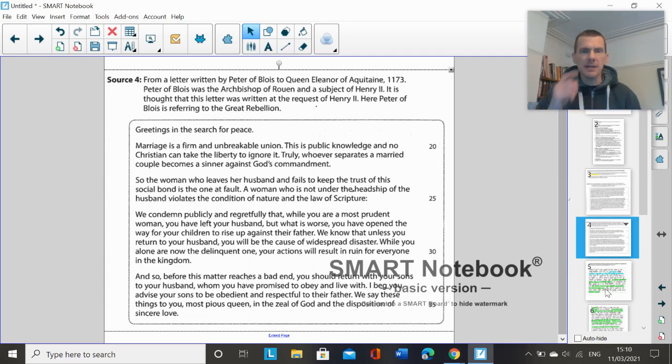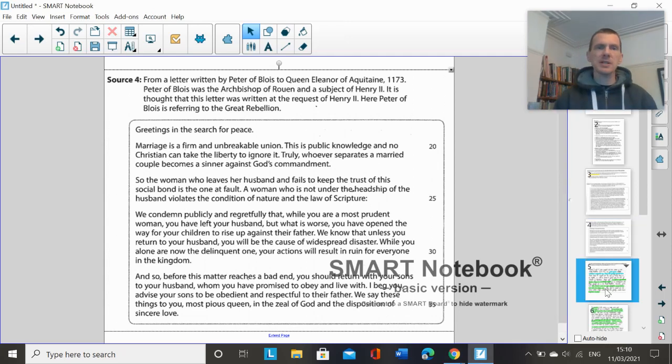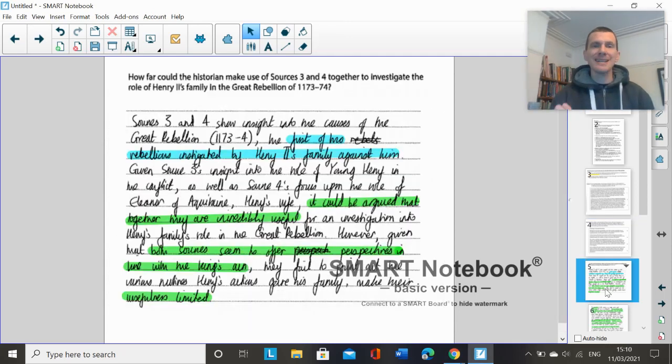So let's have a look at this answer then. Just a reminder that the question is, how useful are they together to investigate the role of Henry II's family in the Great Rebellion? So one is written to the wife of Henry II, Queen Eleanor of Aquitaine, and the other one's written later on by Gerald of Wales.